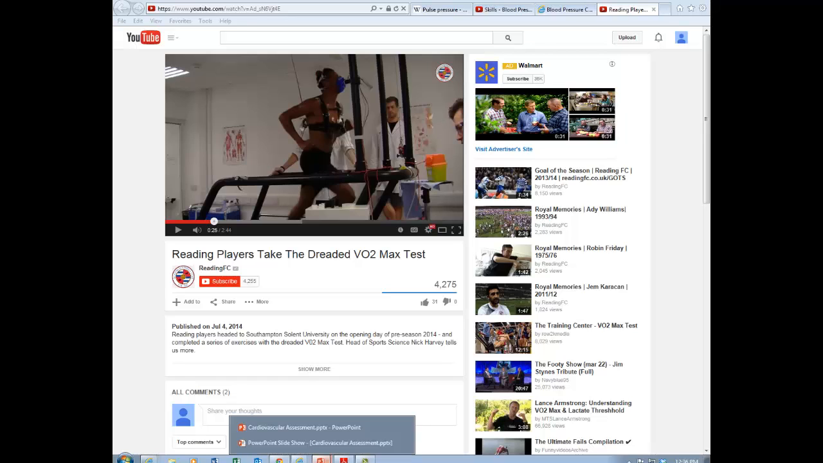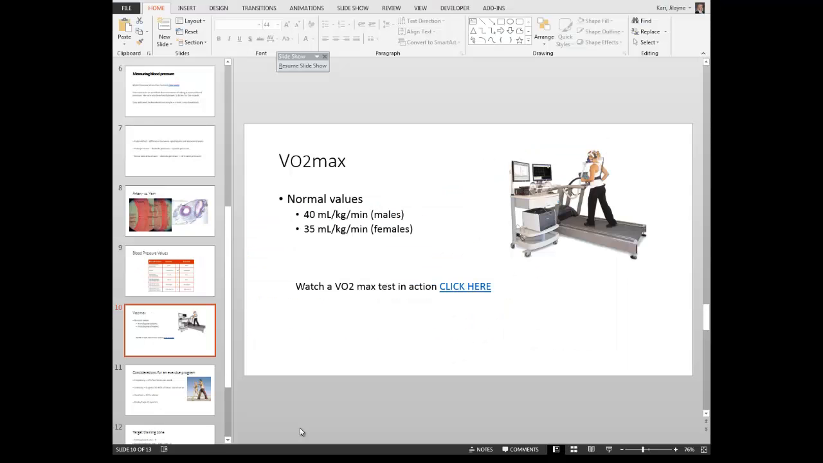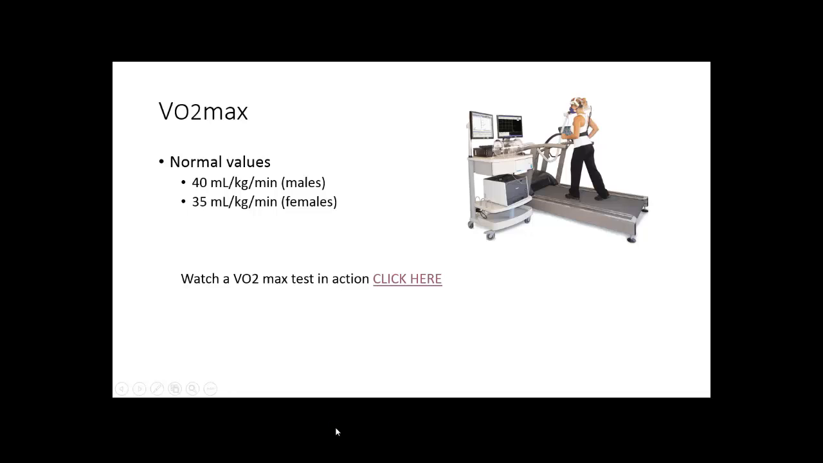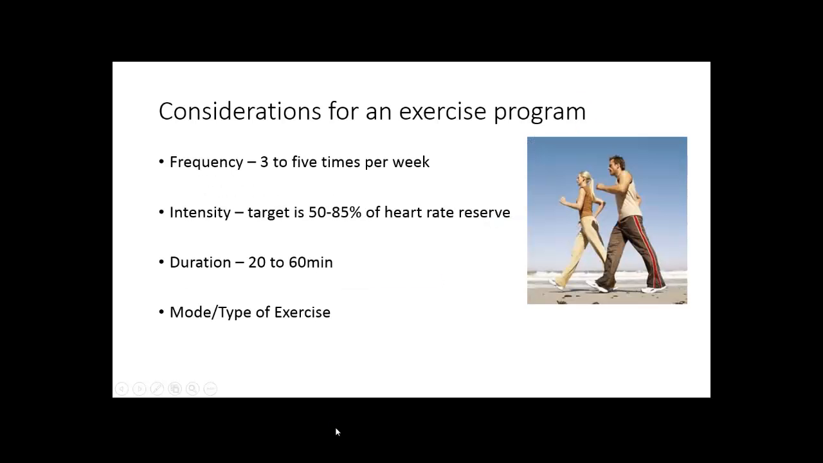So looking at an exercise program, if you're going to try to improve your aerobic capacity, you want to look at 4 factors. So you should know these 4 factors for the lab exam. Frequency, how often you're exercising. We recommend 3 to 5 times a week. Intensity, you want to make sure you're bringing your heart rate up to 50 to 85% of your heart rate reserve. And we'll talk about how you calculate that. And then also how long you exercise. It's important that your heart rate be in the heart rate reserve for 20 to 60 minutes. And then consider the mode or type of exercise.